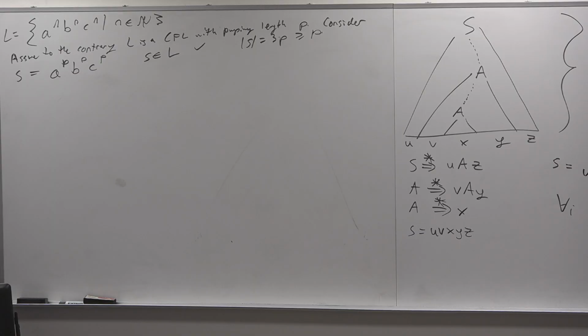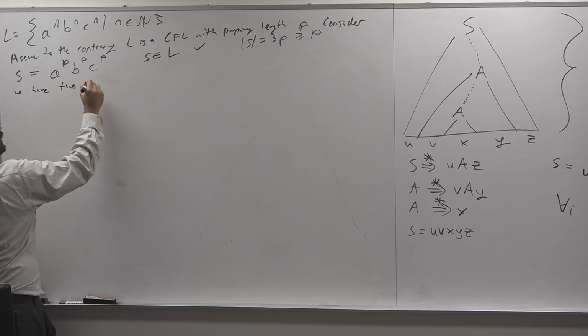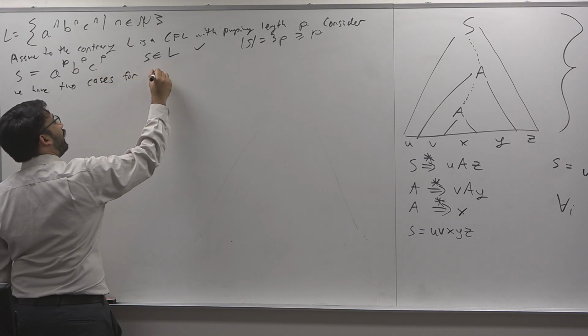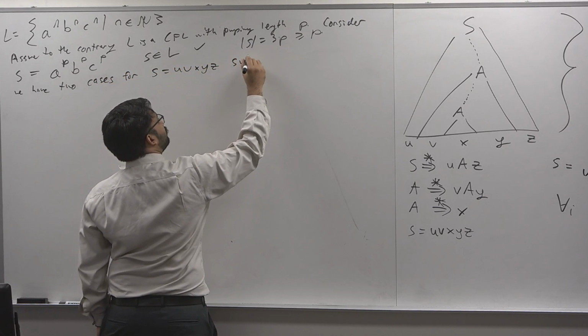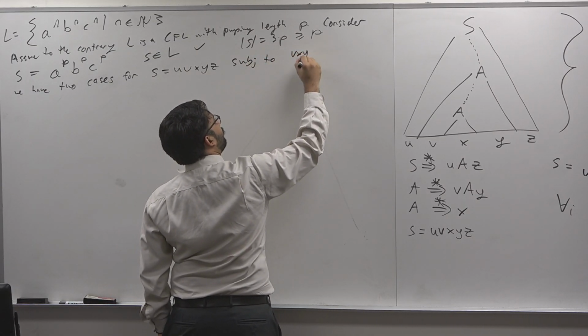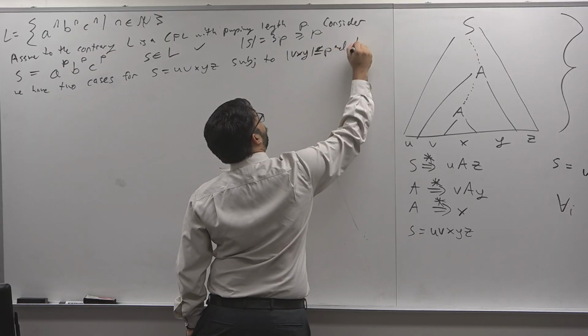Not only is it long enough, it is also in L. Now let's peel back some of the layers and look at what's happening at the assembly level. P here is technically 2 to the V plus 1, right? So in fact, we chose just this first block of A's to be so long that the parse tree height is going to have repetitions for each of these, right? So we have 2 cases for S equal to UVXYZ, subject to the length of VXY being less than or equal to P, and the length of VY exceeding 0.